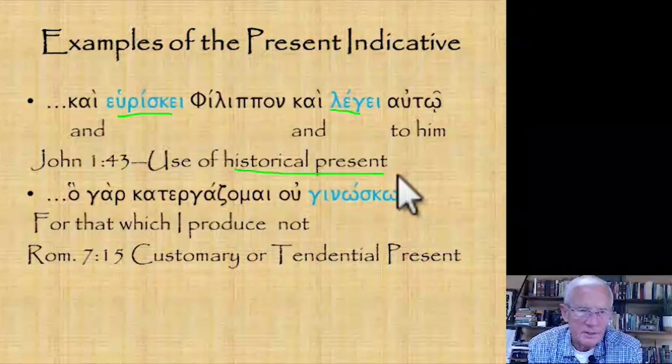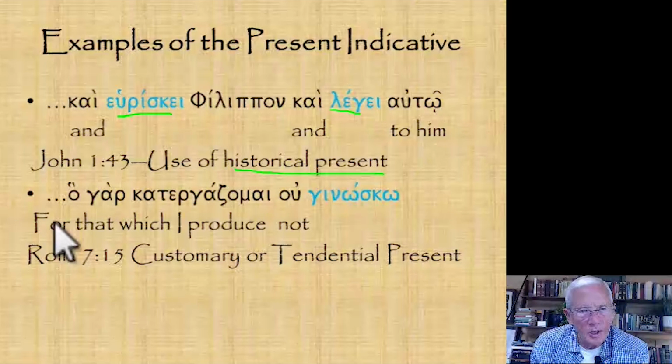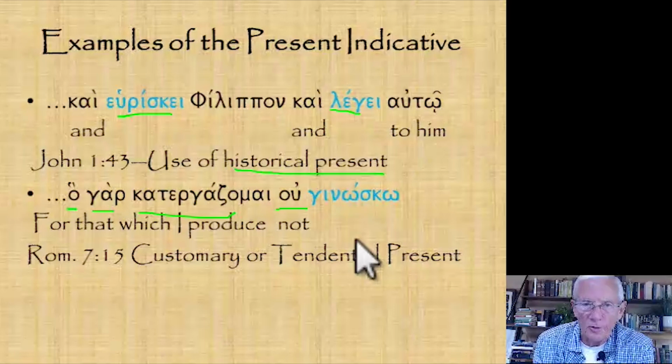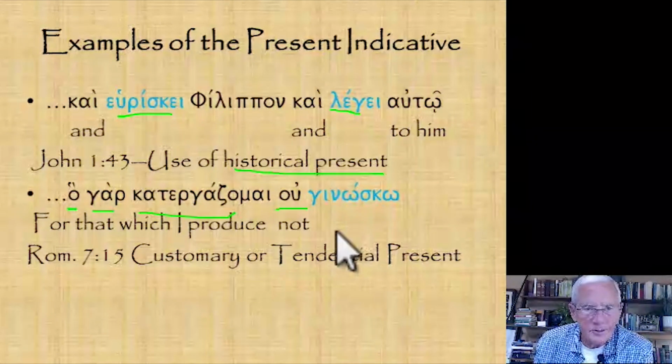And then in Romans 7:15, where Paul is struggling with himself, and let's pronounce that, ho gar katergadzomai ou ginosko. Ho is a relative pronoun. Gar means for, that which, katergadzomai, I produce, and the ou there is a negative that negates the verb. And here we have the present active indicative, first person singular. I do not know. For that which I produce or work, I do not know.